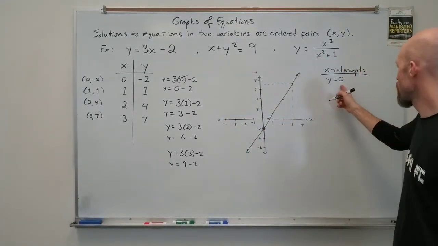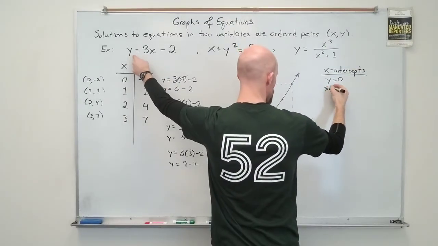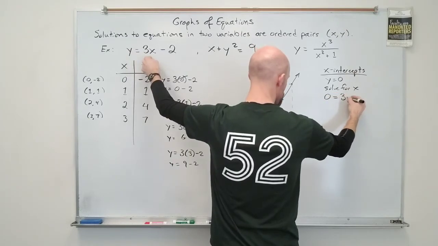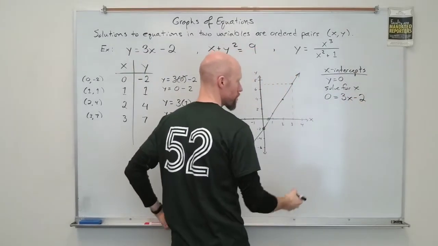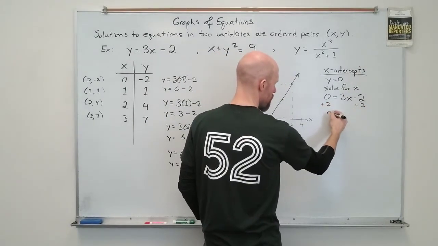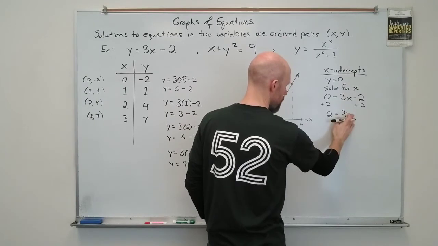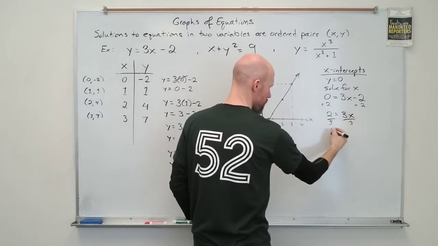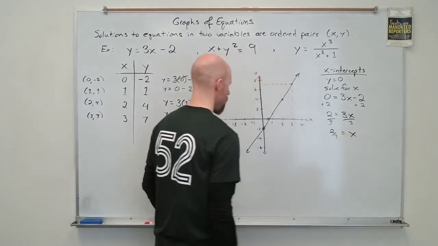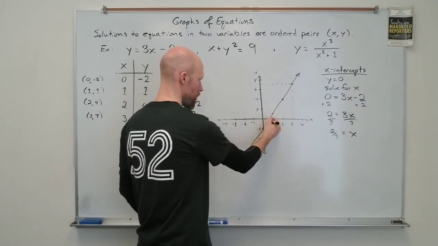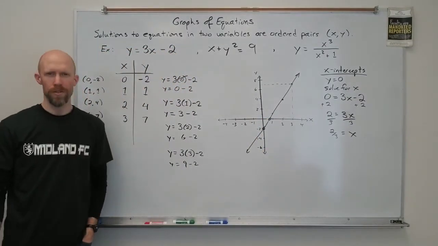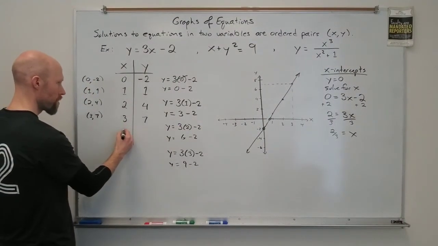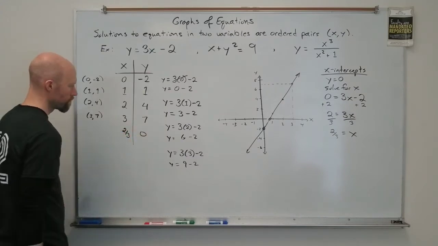And so then you plug that into the equation, and you solve for x after you plug that in. So you have 0 equals 3x minus 2. Add the 2 to both sides. 2 equals 3x. And then you divide out the 3 to solve for x, and you get 2/3. That kind of makes sense. That's roughly where that crossed, at 2/3. Okay. So my x-intercept is the point 2/3 comma 0.